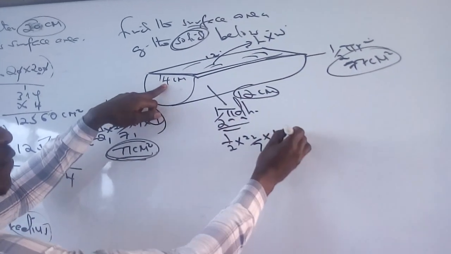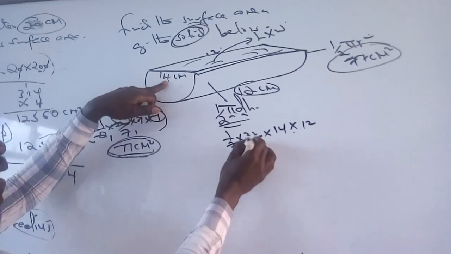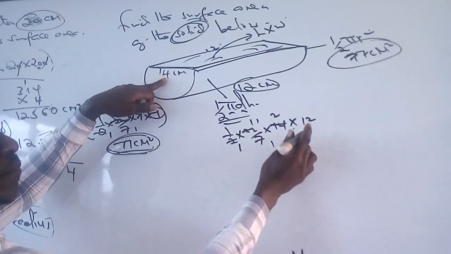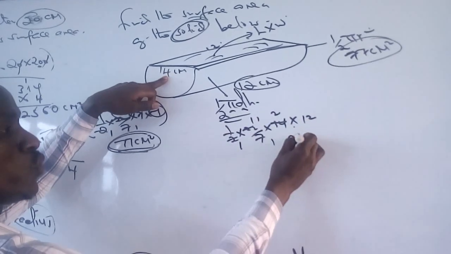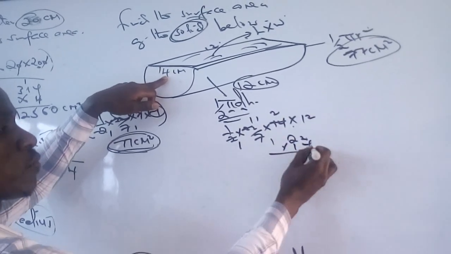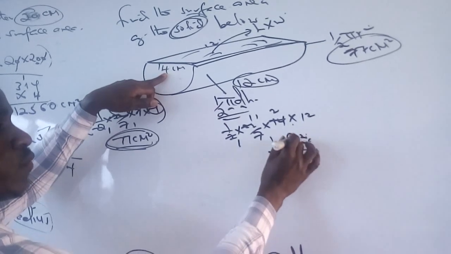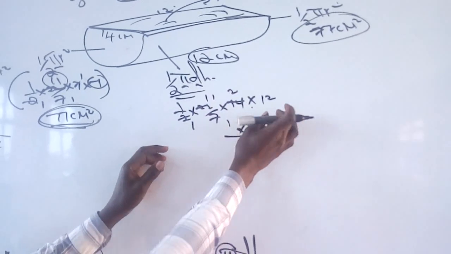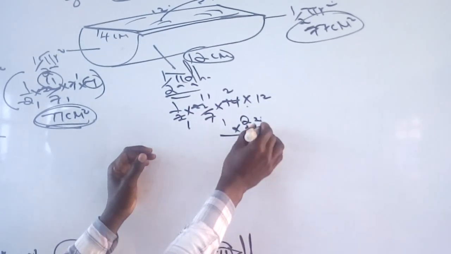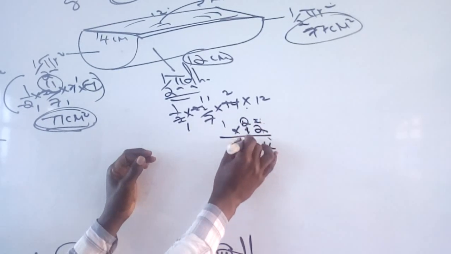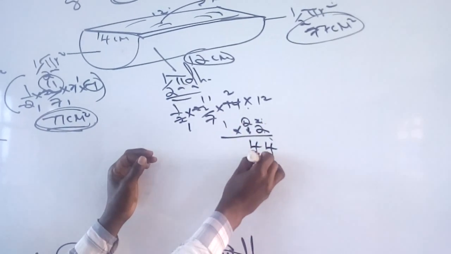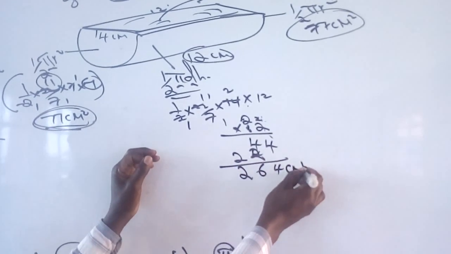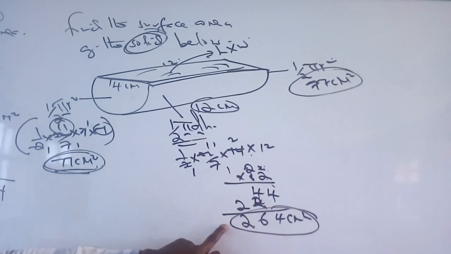So it is here. So 14 times 12. By 2, 1, by 2, 11, by 7, 1, by 7, 2. This is 2 times 2, 11 times 2, 22 times 12. We can multiply very fast. Here we are supposed to multiply 22 times 12, and not 14. So 22 times 12. This will give us 462 centimeters squared. That's our half the curved surface.